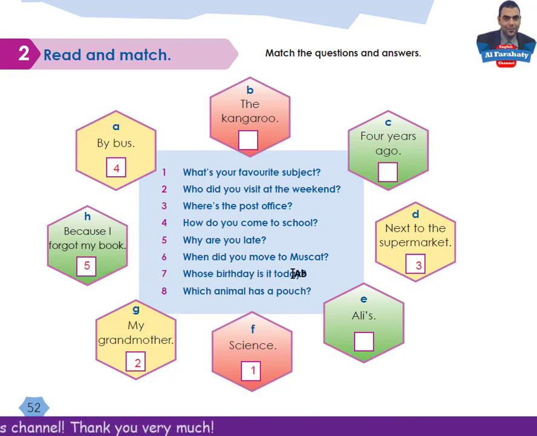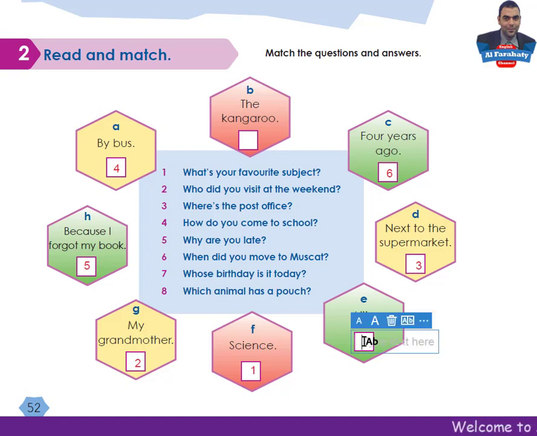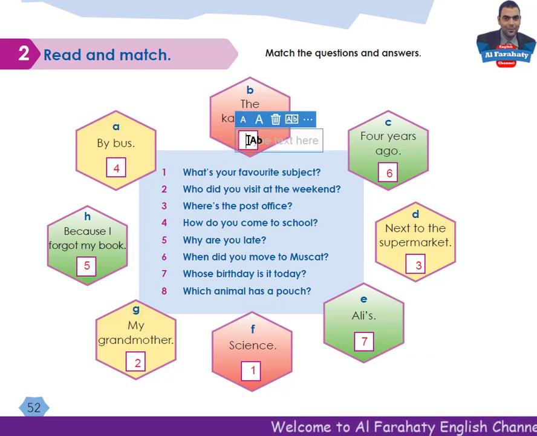When did you move to Muscat? 4 years ago. Whose birthday is it today? Ali's. That means Ali's birthday. Which animal has a pouch? The kangaroo.